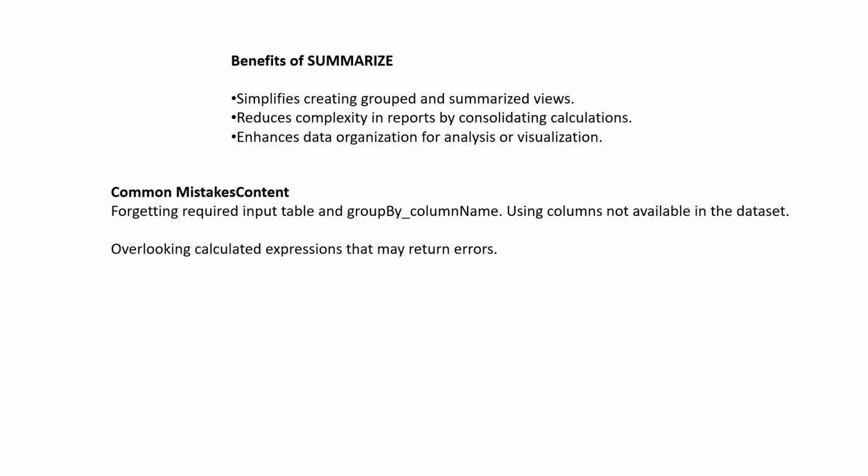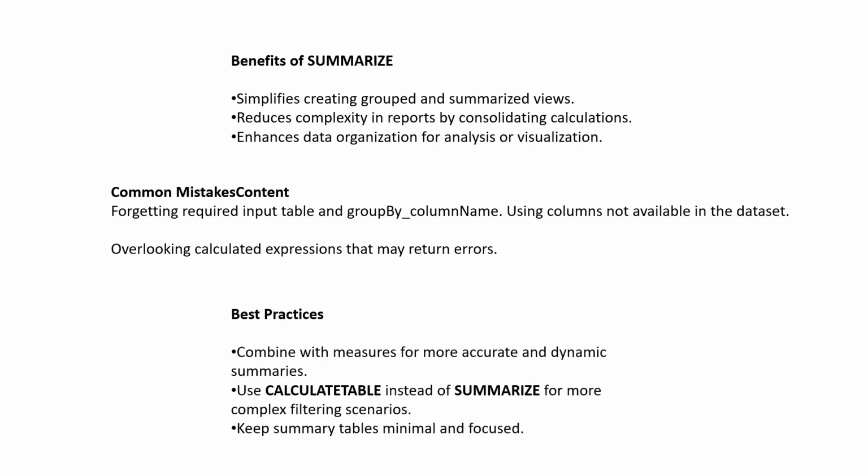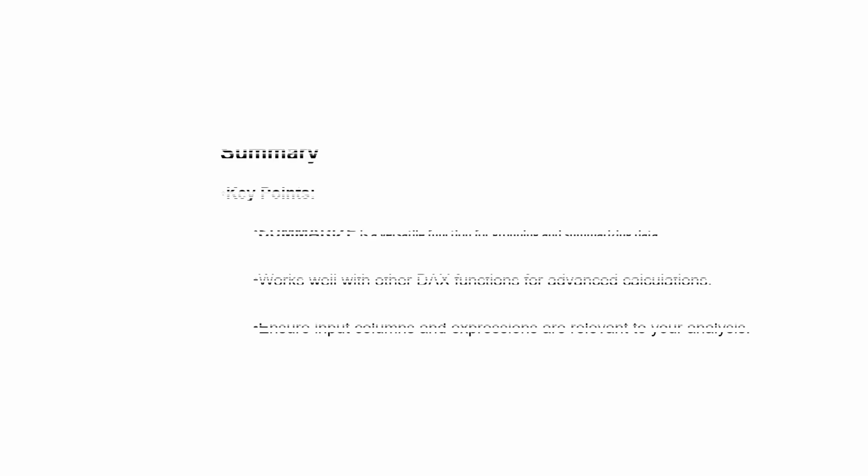What are the common mistakes we make? So the common mistakes are forgetting the required input table and group by column name, and using columns not available in the data set. And the second common mistake is overlooking calculated expressions that may return errors. And what are the best practices while using SUMMARIZE? Well, combine with measures for more accurate and dynamic summaries. Use CALCULATETABLE instead of SUMMARIZE for more complex filtering scenarios. So we will later see the CALCULATETABLE function as well, which can be used instead of SUMMARIZE to filter more complex scenarios. Keep summary tables minimal and focused.